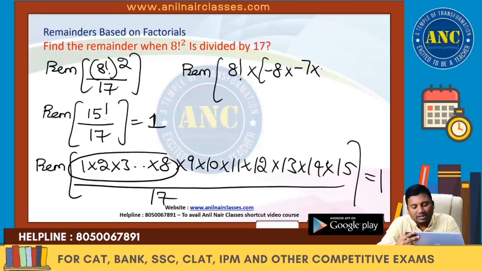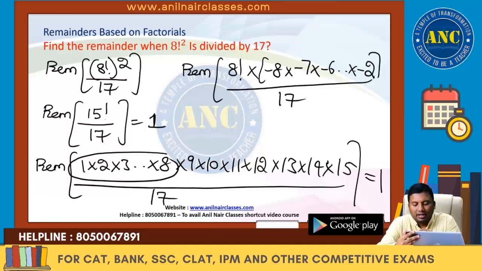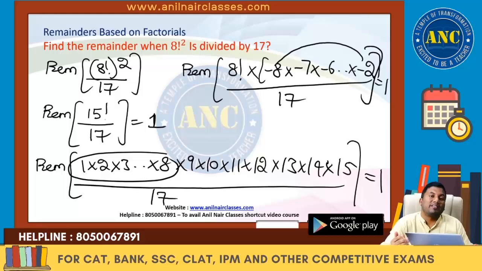11 divided by 17 gives remainder minus 6. 15 divided by 17 gives minus 2. When I further divide, the remainder will not change. From 2 to 8, there are 7 negatives. If I multiply 7 negatives, the result will be negative.